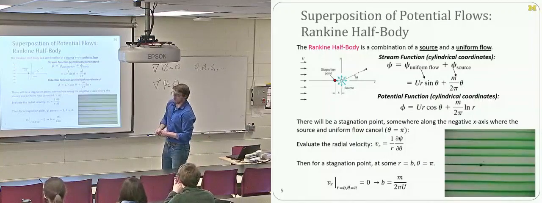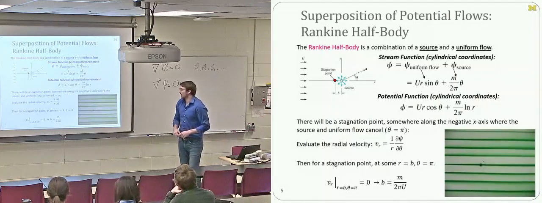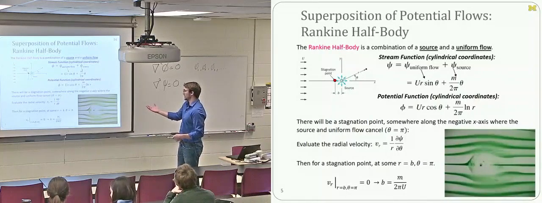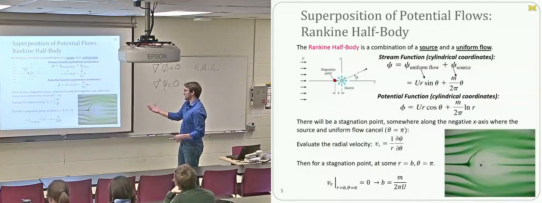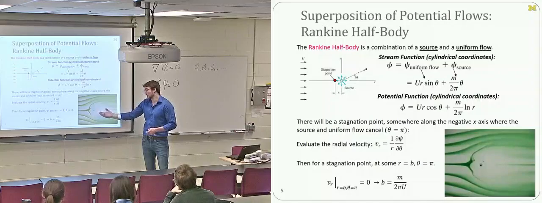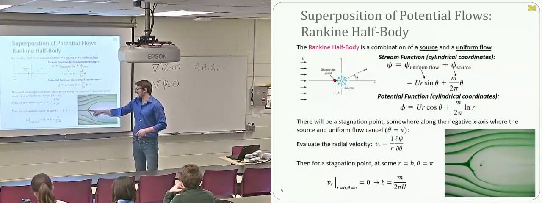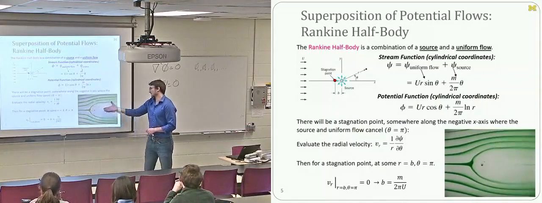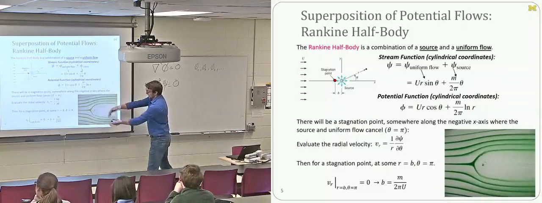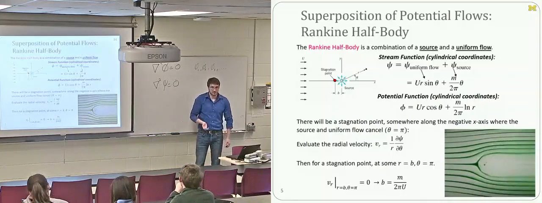All right, so first, what does this actually look like? What does the Rankine half body appear to be? This is the video I showed on Wednesday that shows a physical uniform flow with the physical analog to a source flow. And what we can see is that it develops this sort of stagnating behavior with the streamlines that run around what appear to be this body that just keeps on going downstream.